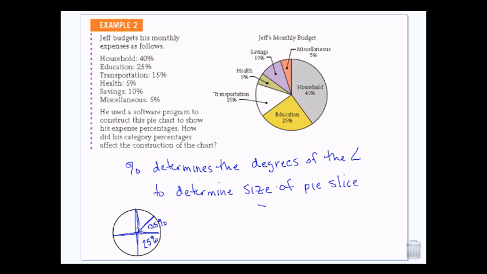You know, if I go a little bit past 25%, so I can take this line out and go a little further than it and say that that's 30%. You can eyeball them. They don't have to be exact, perfect angle measurements when you're creating your own pie chart.